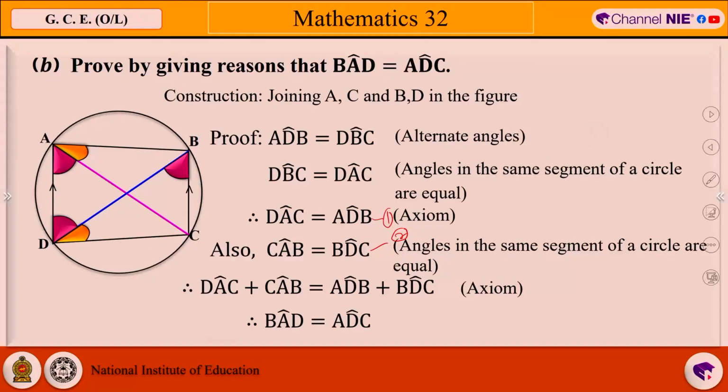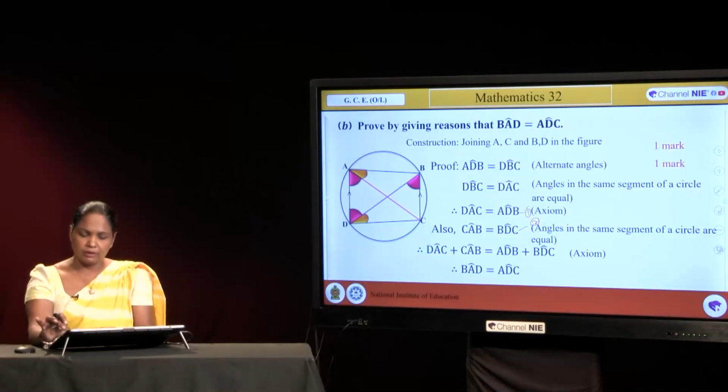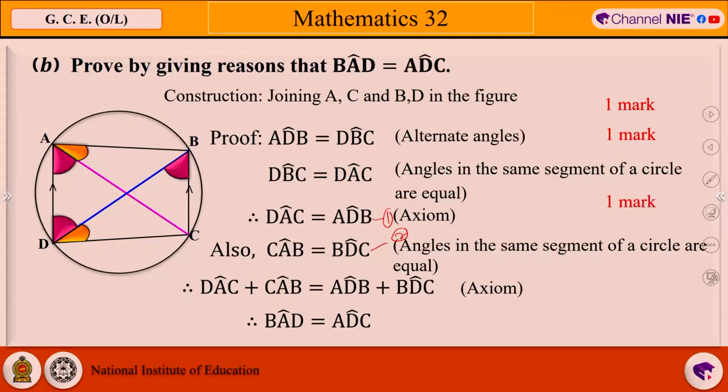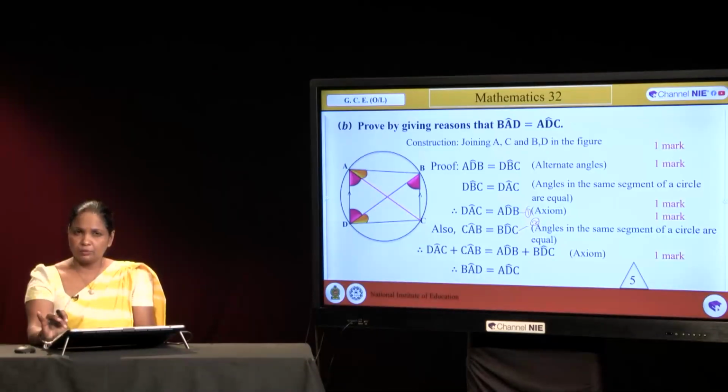So, for that you get marks like this. 1 mark for writing the construction, another 1 mark for writing the alternate angles. Likewise, identifying the relationship between DBC and DAC, you can get another mark. Likewise, you can obtain 5 marks for part B also. You can score a total of 10 marks.